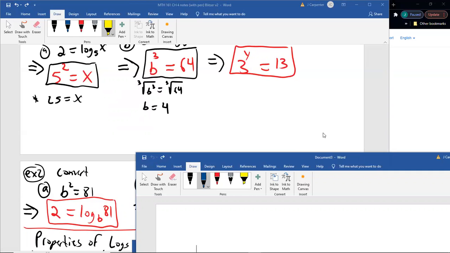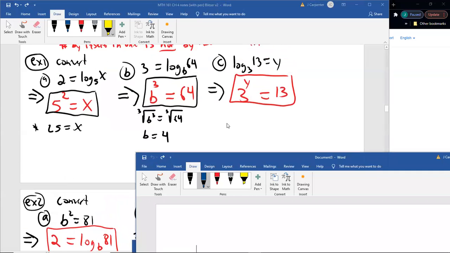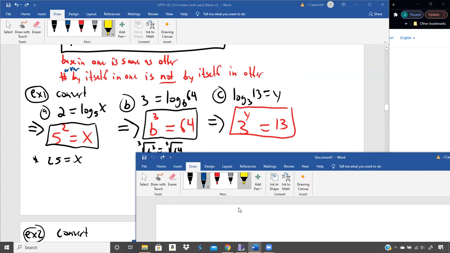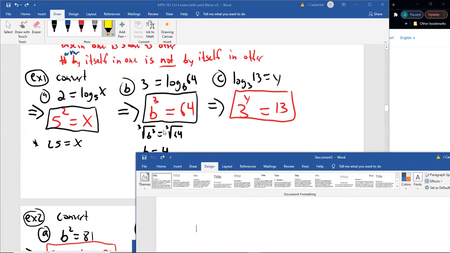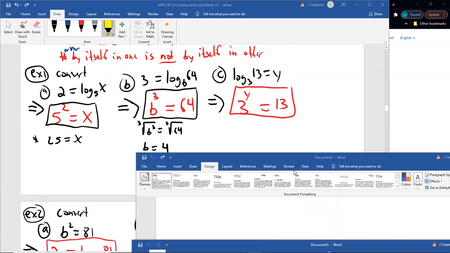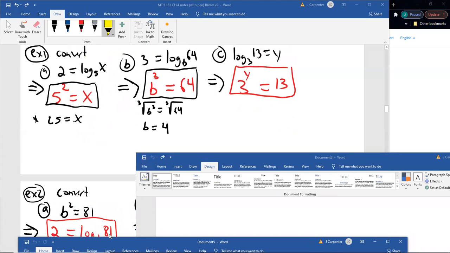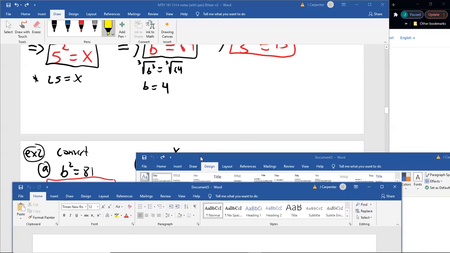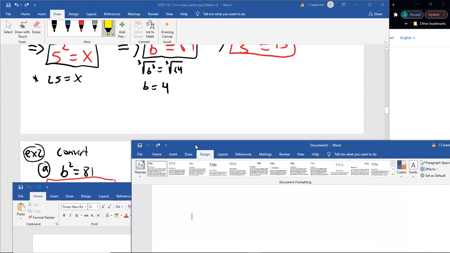Convert b squared is equal to 8. Oh, I'm showing the answer. I thought I had that hidden. What happened? Spoilers. Oh, it's down there. That's why. All right, you didn't see that. Everybody had their eyes closed. Earmuffs. Eye muffs.